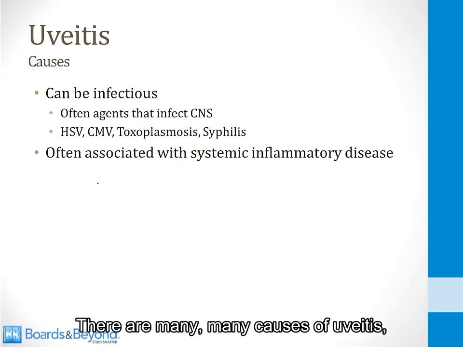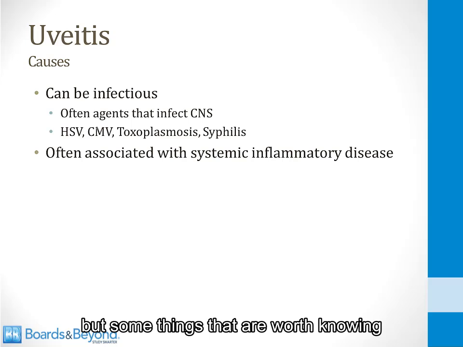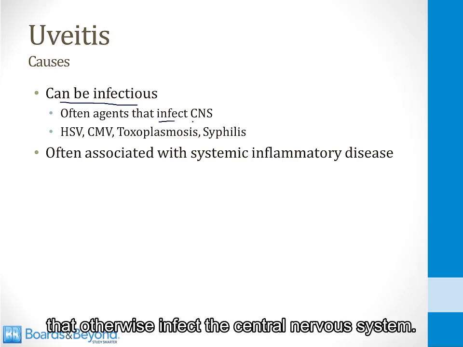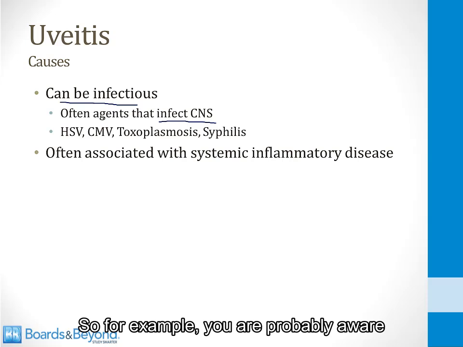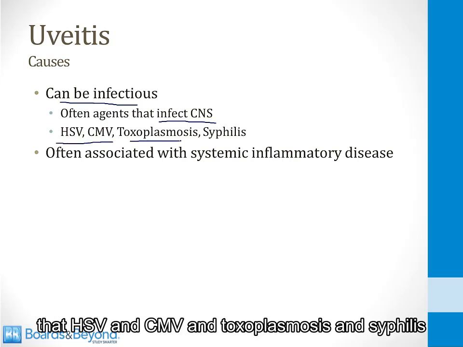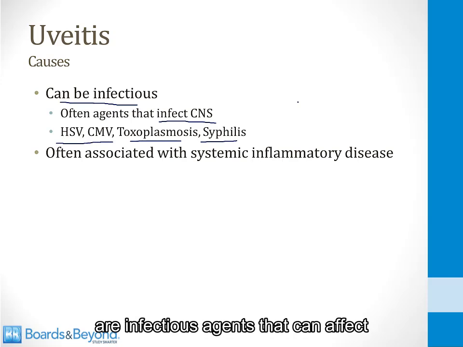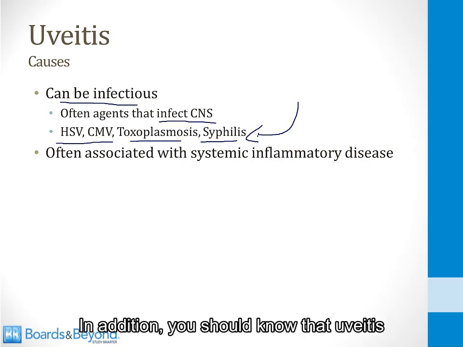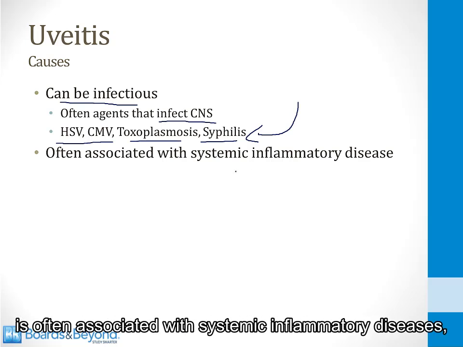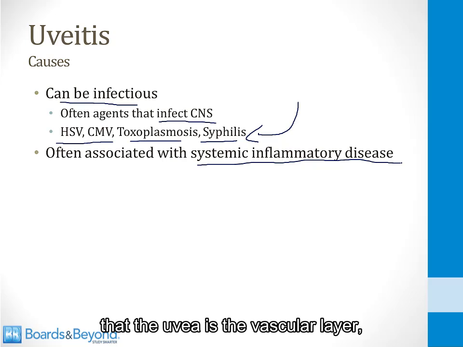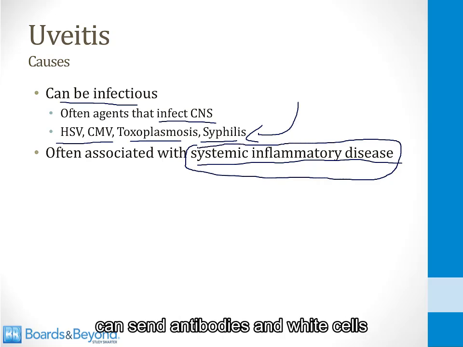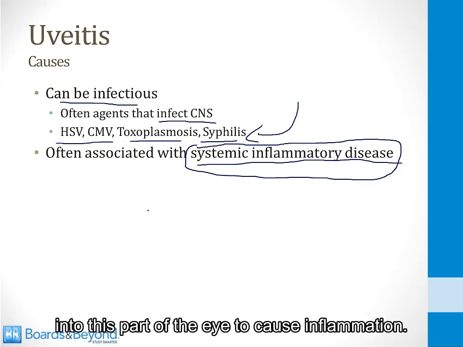There are many causes of uveitis, but some things that are worth knowing is that it can be infectious, and it's often caused by agents that otherwise infect the central nervous system. So for example, you are probably aware that HSV and CMV and toxoplasmosis and syphilis are infectious agents that can infect the central nervous system. They can all also cause uveitis. In addition, you should know that uveitis is often associated with systemic inflammatory diseases. And if you just remember that the uvea is the vascular layer, then it's easy to imagine that systemic inflammatory conditions can send antibodies and white cells into this part of the eye to cause inflammation.